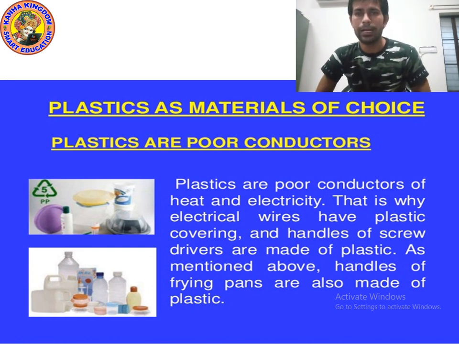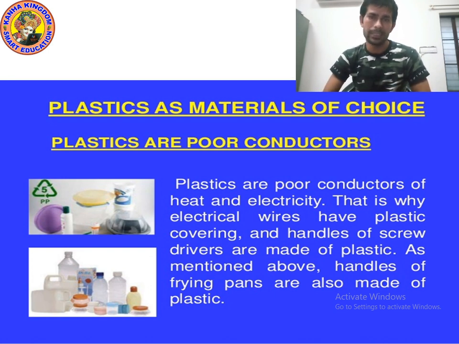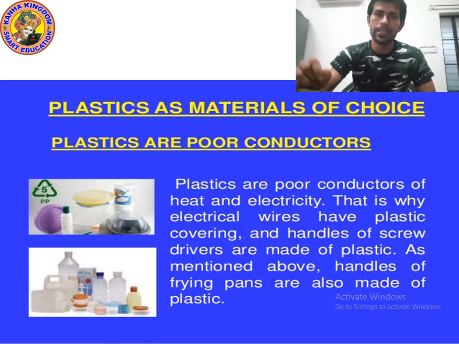So kids, plastics are poor conductors of heat and electricity. That is why electrical wires have plastic covering, and handles of screwdrivers are made of plastic. Handles of frying pans are also made of plastic. I hope you understood. Now let's move on to the next point.